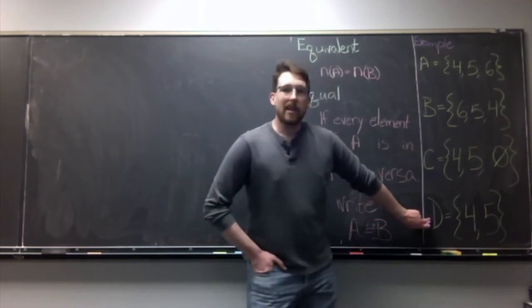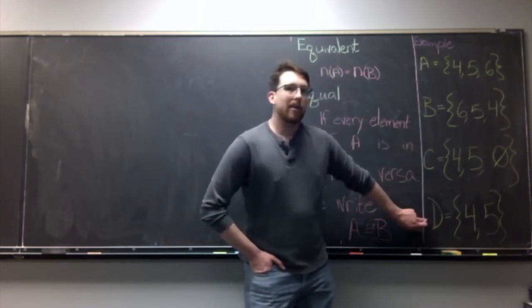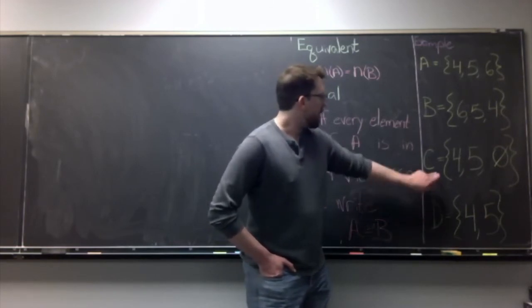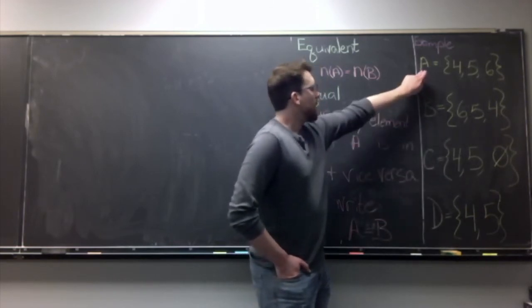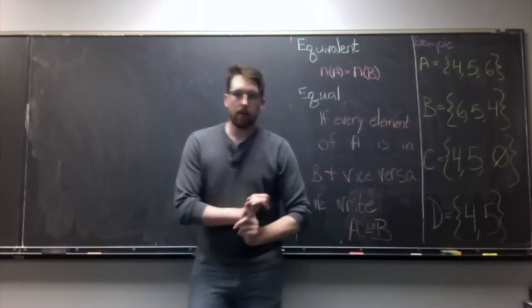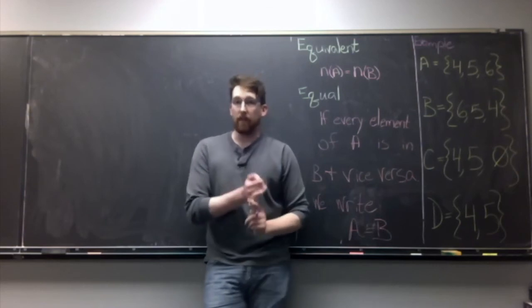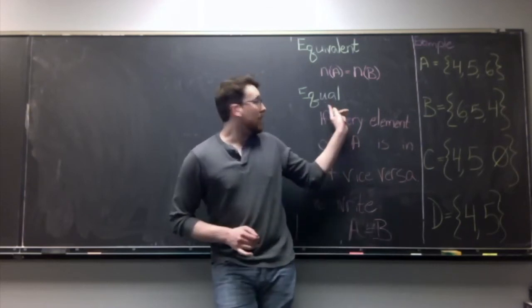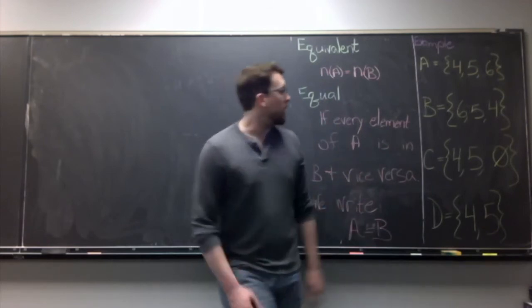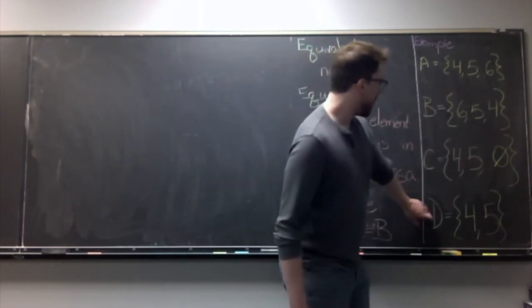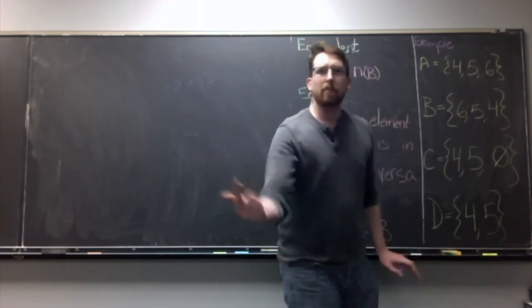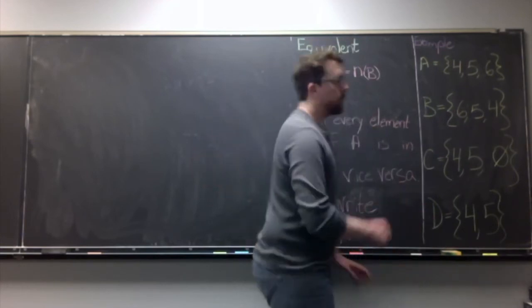And then we got D here. D is one I want to focus in on for just a second. Notice D is a subset of each of these, but it doesn't have the same cardinality as any of them, and it's not equal to any of them. So we say D isn't equal or equivalent to any of them, but it is a subset of all of them.